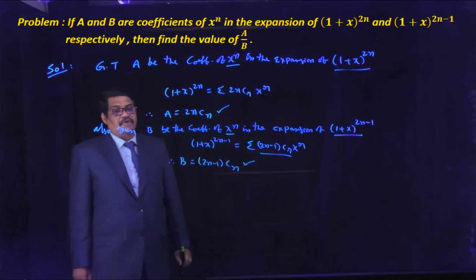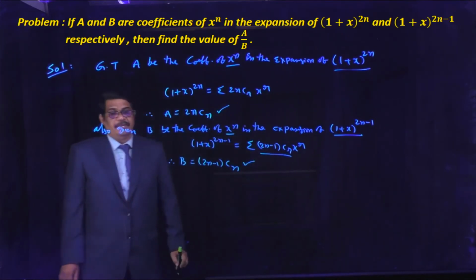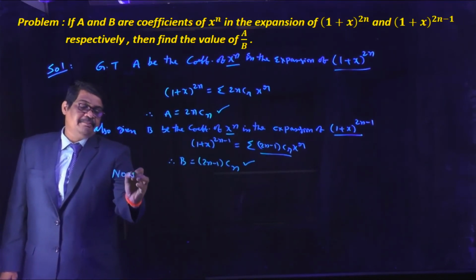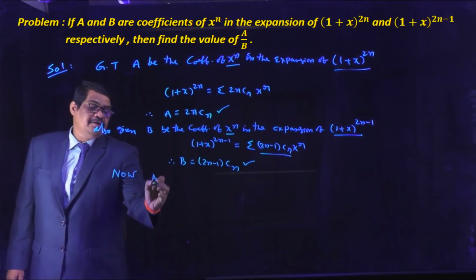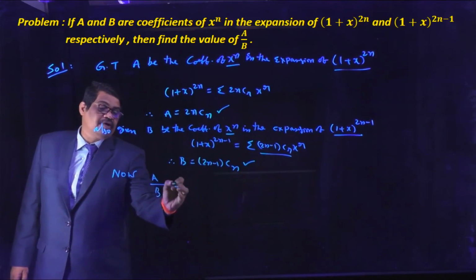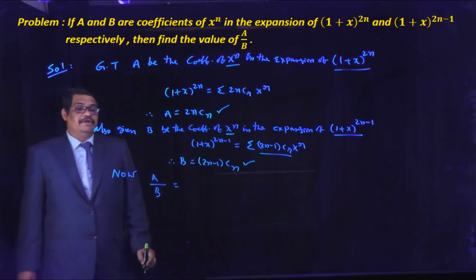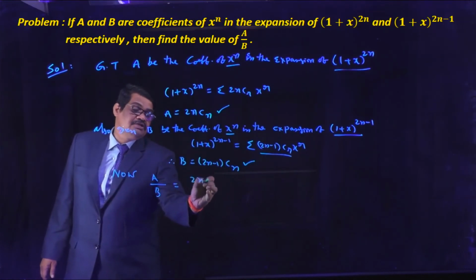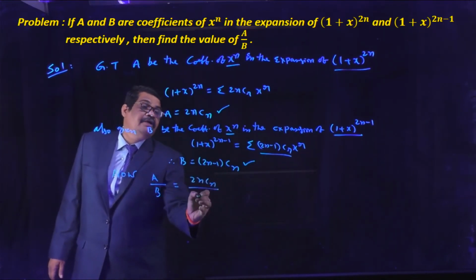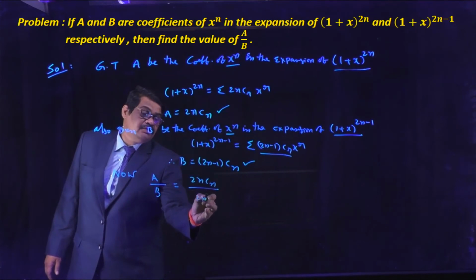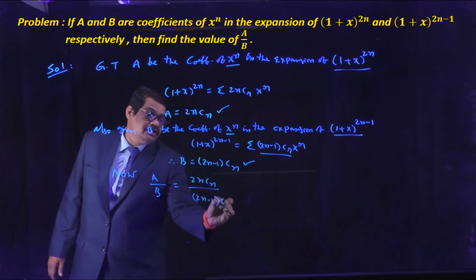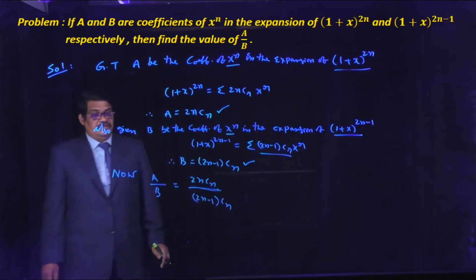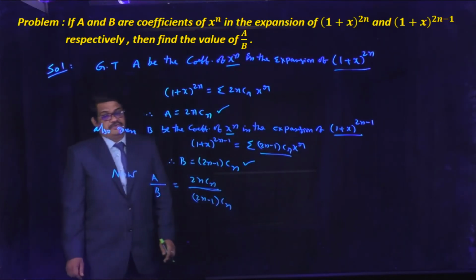Now we are finding the value of A by b. What is A? A is 2n C n. What is b here? b is 2n minus 1 C n. Here A is 2n C n and b is 2n minus 1 C n.